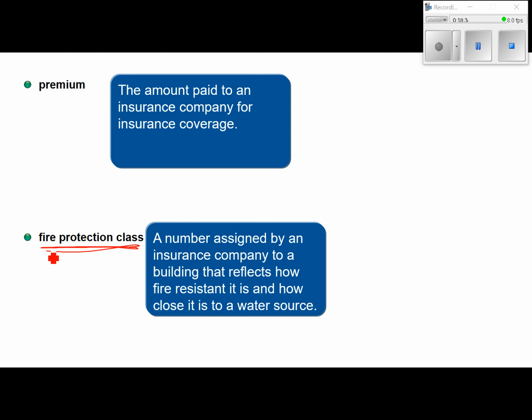Also, if your house is made out of brick, it's going to be a little better than if it's just made out of wood, because brick doesn't burn like wood does, and so on.